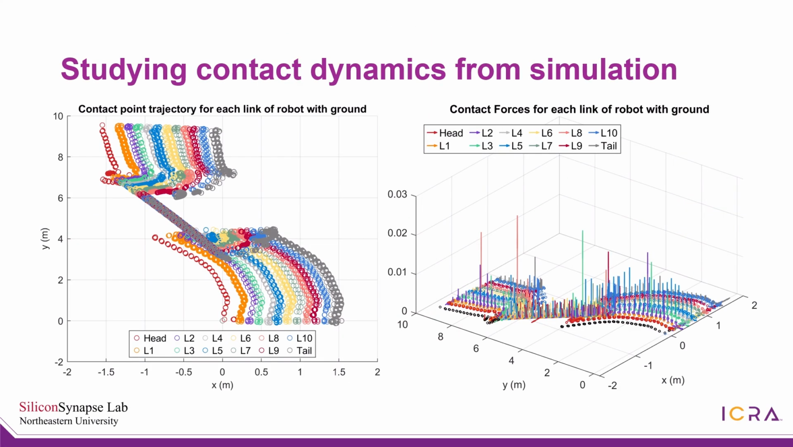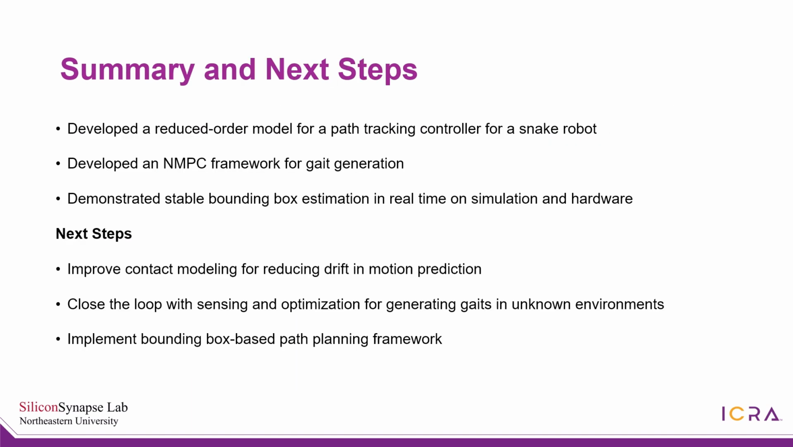We also use the simulation to study contact forces and contact patterns, which are challenging to observe on the hardware platform. In summary, in this work, we have developed a reduced order model for a path tracking controller for a snake robot, developed an NMPC framework for gait generation, and demonstrated stable bounding box estimation in real time on simulation and hardware.